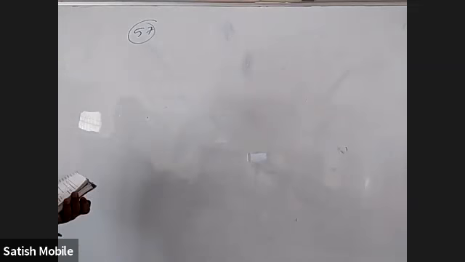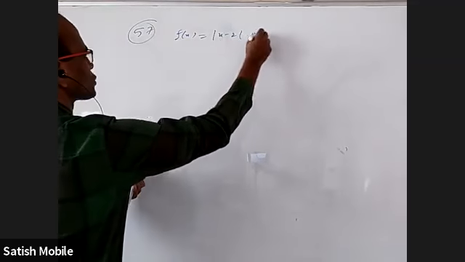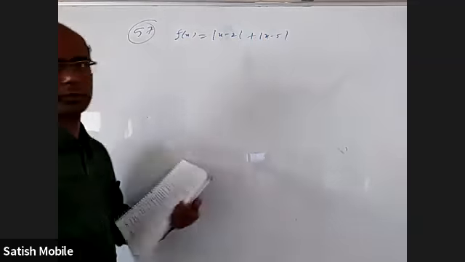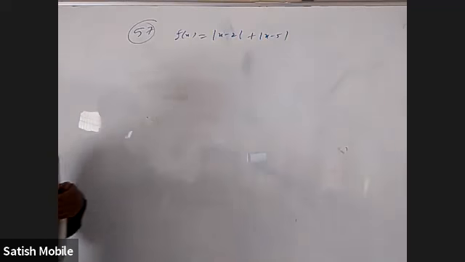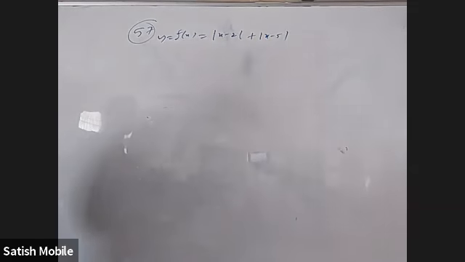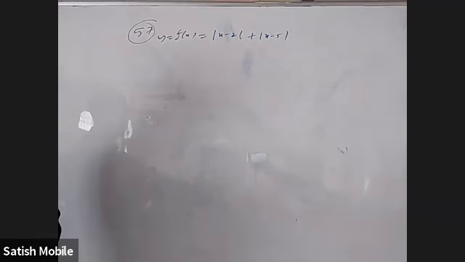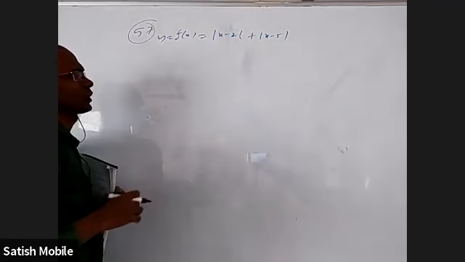Okay, 57. They gave f of x is equal to mod x minus 2 plus mod x minus 5. It is good to know the graph of this for many things later on, for knowing whether it is one-one or onto, and knowing the range and number of solutions. The graph is useful in many different ways. So I want to explain the graph of this.